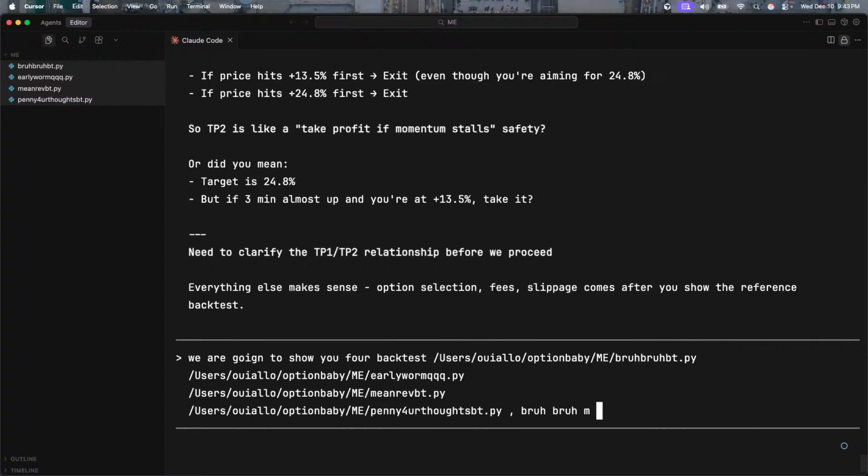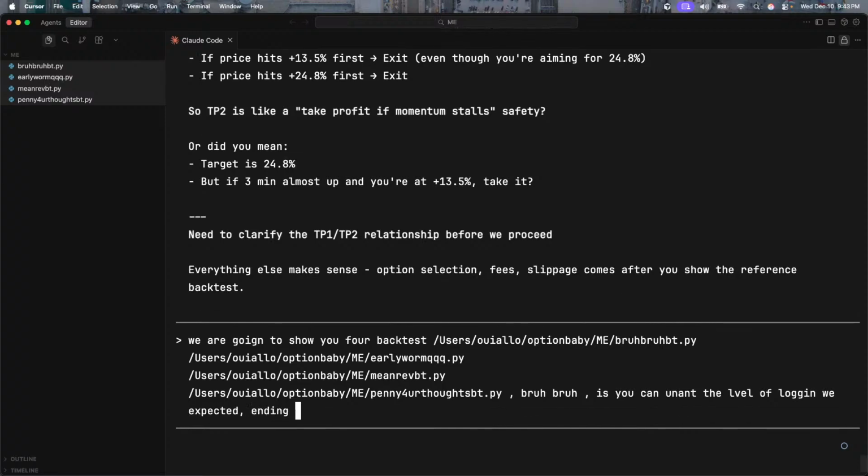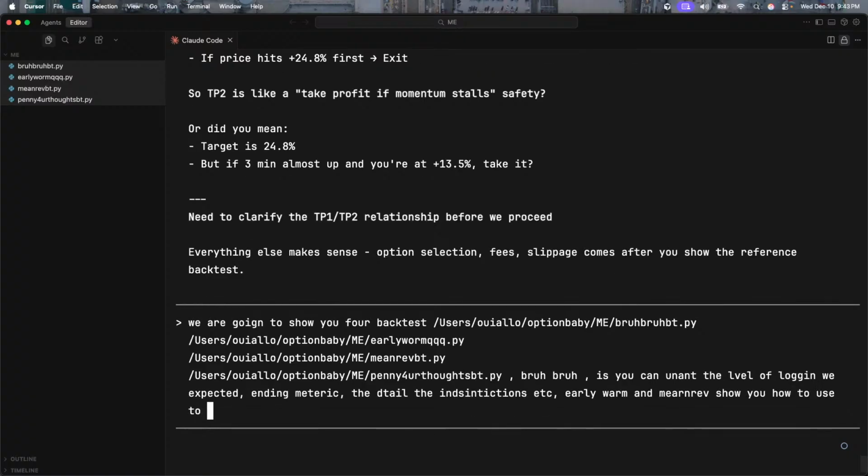Bruh is so you can understand the level of logging we expect, the ending metrics, the detail in instructions, etc. Early worm and mini rev show you how to use different metrics, and then penny for you shows you how to select the options based on the 6 scoring factors.